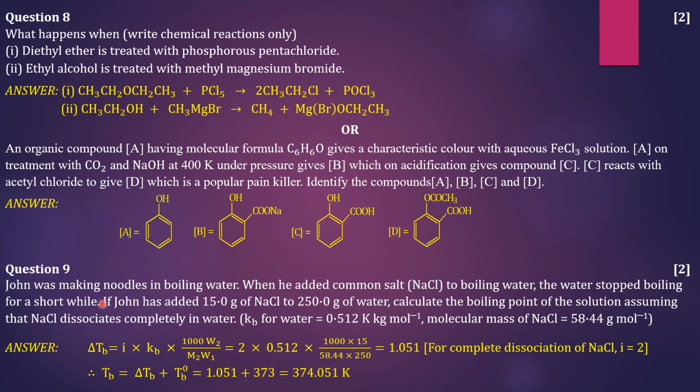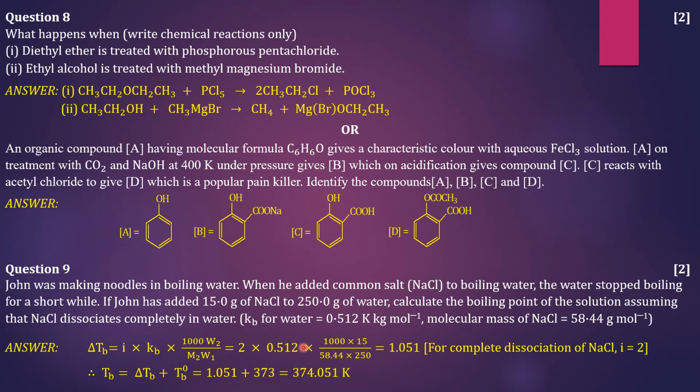Now, question number 9, that is again a numerical problem. As I mentioned earlier in the previous slide, first write the symbolic presentation of the correct working formula. Delta Tb is Van't Hoff factor i into ebullioscopic constant Kb into molality, which is 1000 W2 by M2W1. For writing this, you will get marks. And be careful about the unit of the final answer. Okay. Then do the substitution properly.